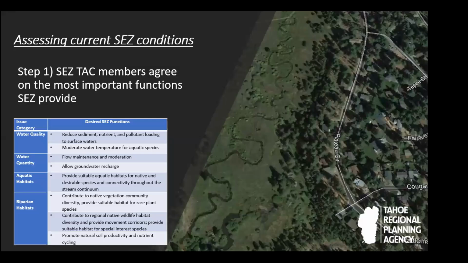So now I'm going to talk about the baseline condition assessment, which, as I said, is assessing current SEZ conditions. So I'm going to talk about the 5 major steps we took to complete this assessment. So the first most important step is you've got to agree on the most important functions that SEZs provide. So what are these critical functions that you're trying to protect? And these things, you can see them, they're listed here. They range from things like reducing sediment and nutrient pollutant loading to promoting natural soil productivity, and others in between. So that's really the first step, is what are these critical functions that you're trying to protect? Once you agree on that, then you can start moving forward.